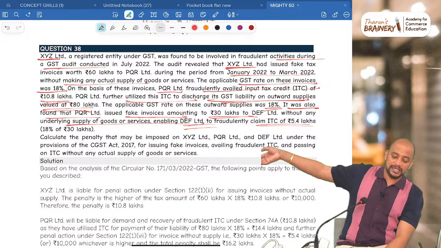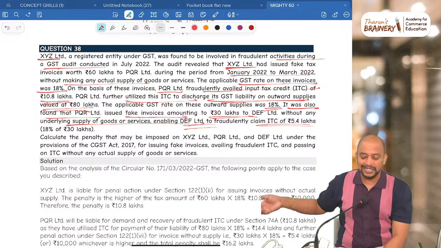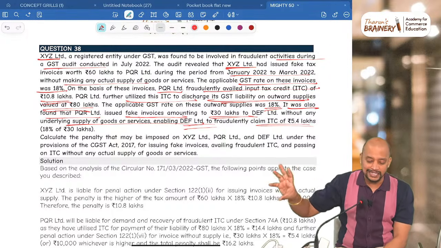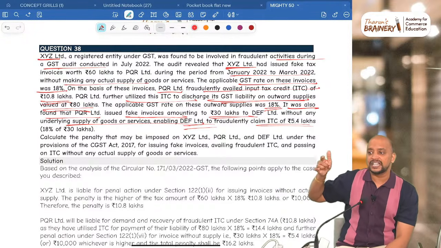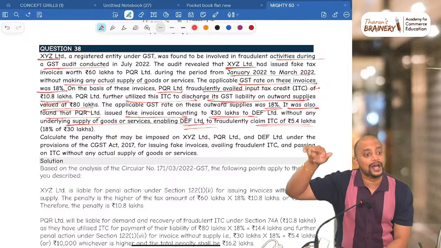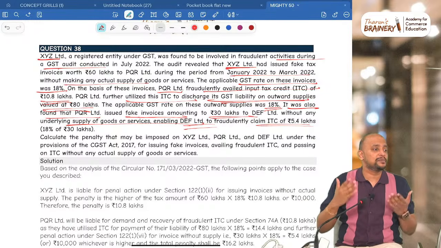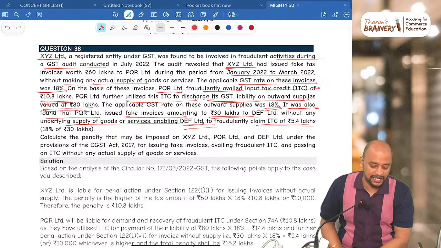Now what about the recipient? That is DEF Limited. DEF Limited just took the ITC, but they have not utilized. So therefore the wrong availment of ITC penalty will be under 120 subsection 1. Why is 74A not applicable? Because they are not utilizing it against their liability.